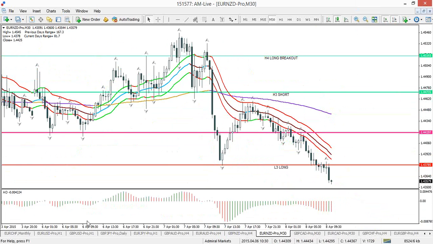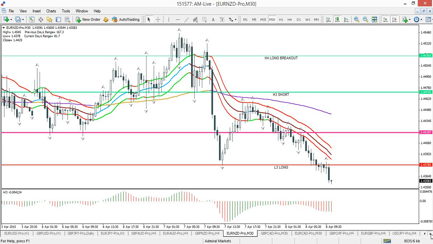So those 4 pairs look the best setup, I would say. Now, not that I'm going to take all 4 of them, but the dollar weakness and Aussie strength, New Zealand strength, those look the best setup.